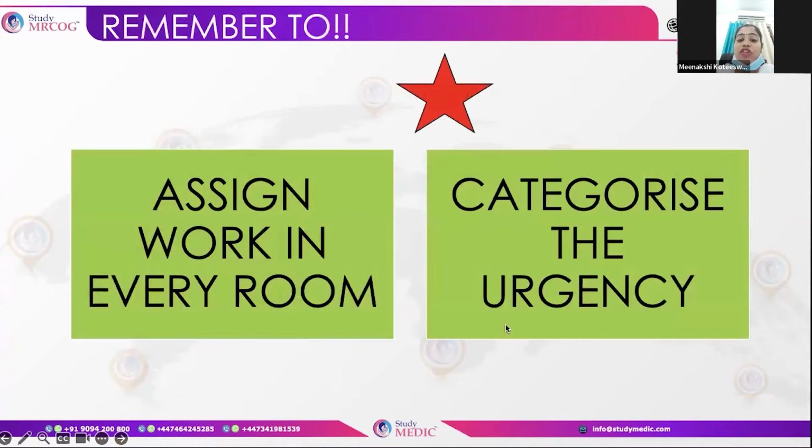But whenever you're going, make sure that you assign work. For each and every room, we need to assign whether the ST3 is going to take care, or whether it's you who's going to take care, or whether it's the midwife. And please always mention whether it's an urgent case or whether it's a routine case. That is very, very important.